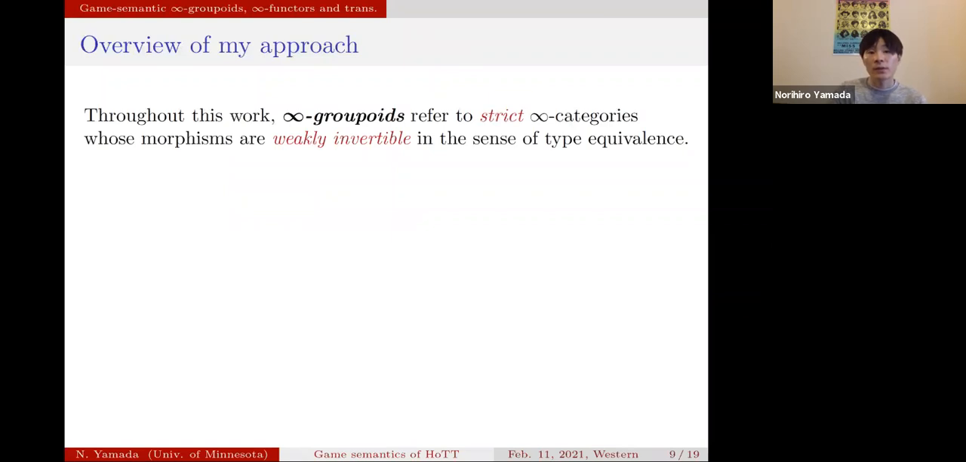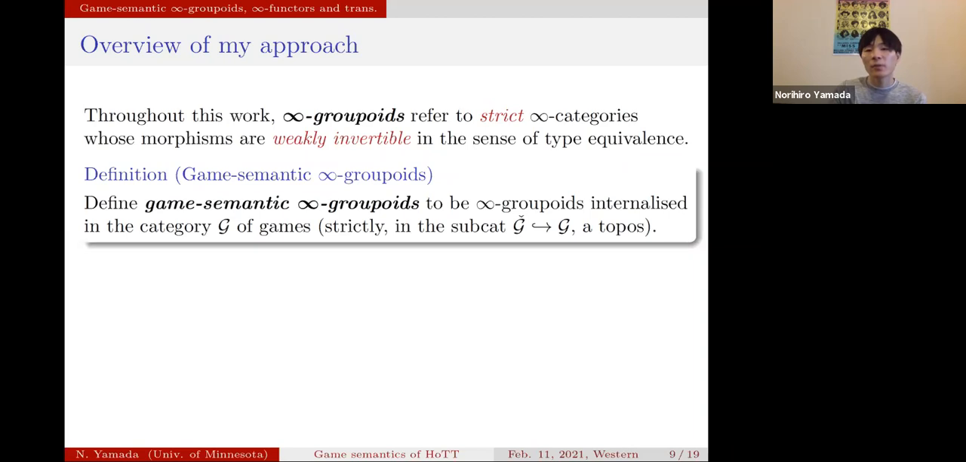Throughout this work, infinity groupoids refer to strict infinity categories à la globular sets whose morphisms are weakly invertible in the sense of type equivalence. I will make explicit what I mean by weakly invertible in the sense of type equivalence later, but please bear in mind that the underlying categorical structure is strict, while the groupoid structure is weak. And then I define game semantic infinity groupoids to be infinity groupoids in this sense, internalized in the category Z of games. But strictly, it is internalized in the subcategory G-check of Z, which forms a topos, because Z itself is not finitely complete.